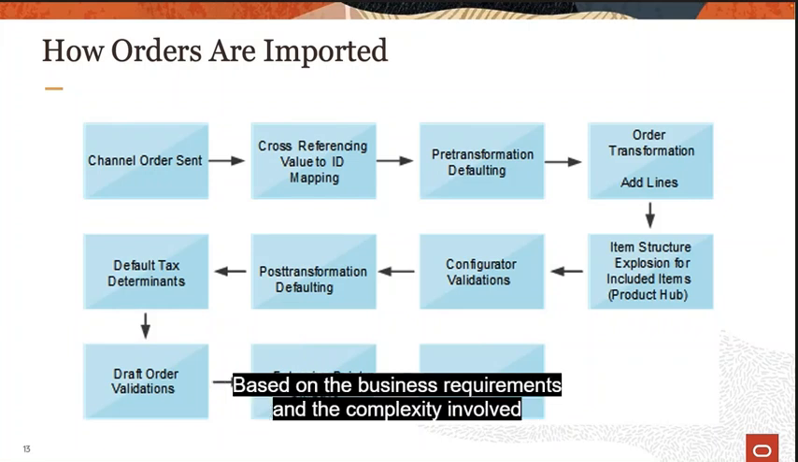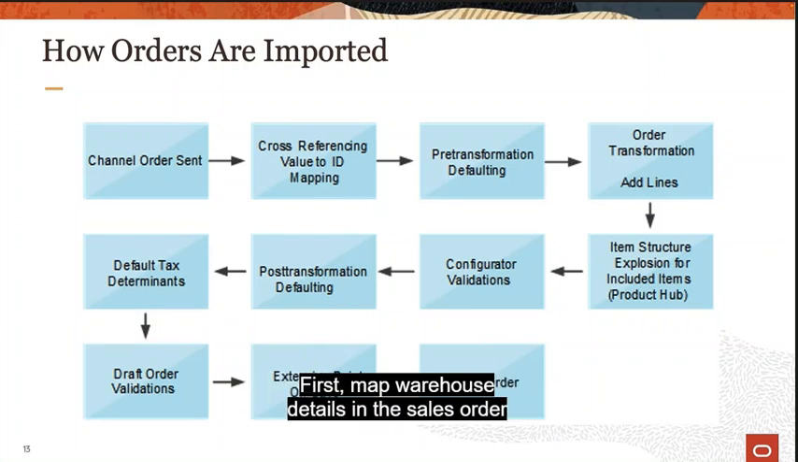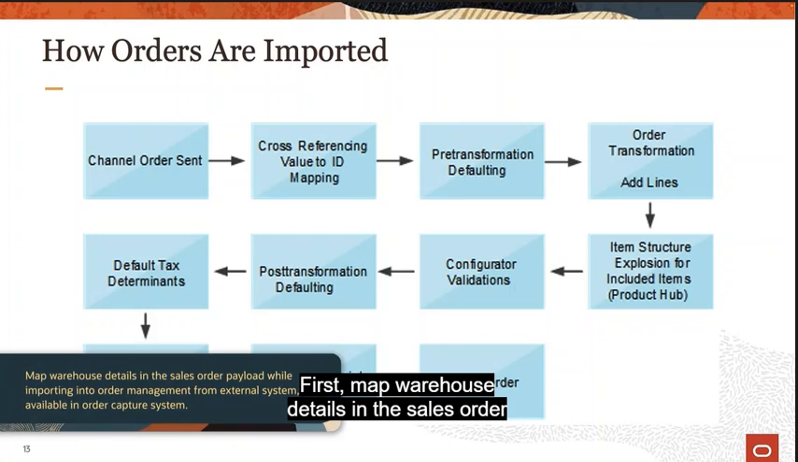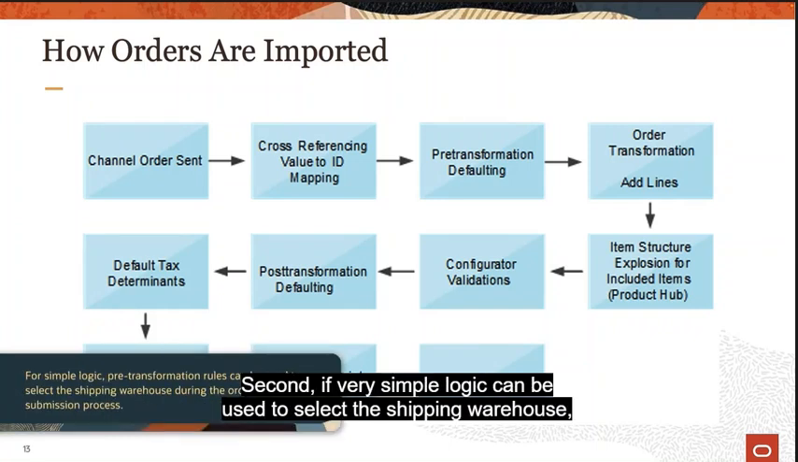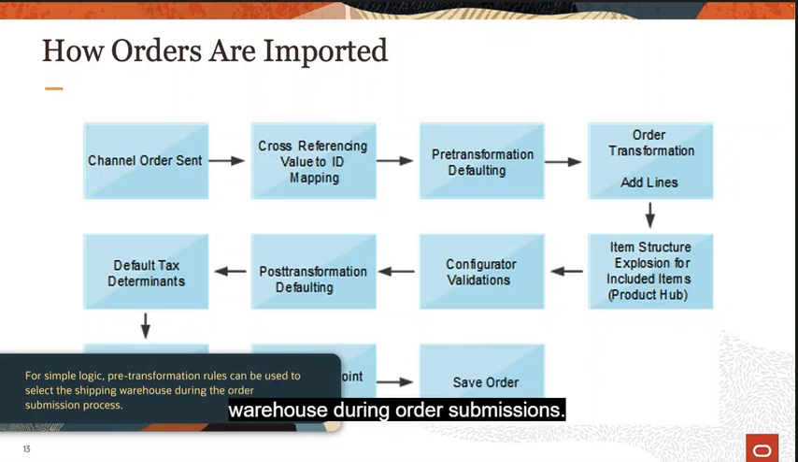Based on the business requirements and the complexity involved in deciding which warehouse or inventory organization to fulfill a particular order, one of the following three approaches can be used. First, map warehouse details in the sales order payload used while importing the order into Fusion Order Management from an external system if these details are available in the upstream order capture system. Second, if very simple logic can be used to select the shipping warehouse, then the pre-transformation rules can be configured to default the supply warehouse during order submission.